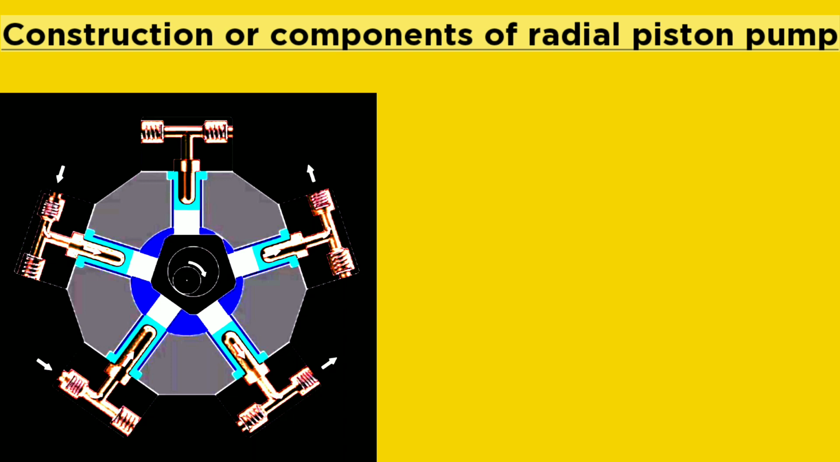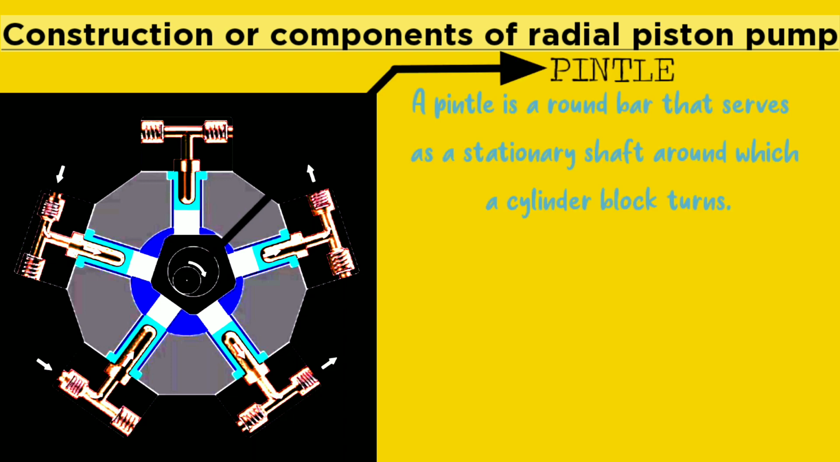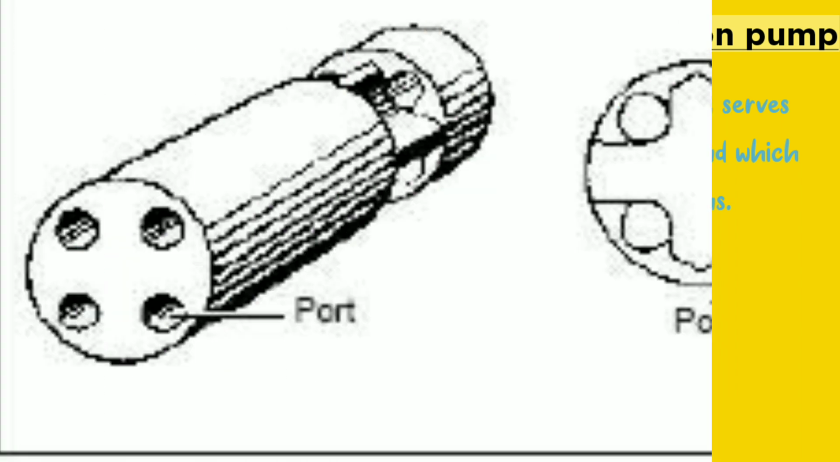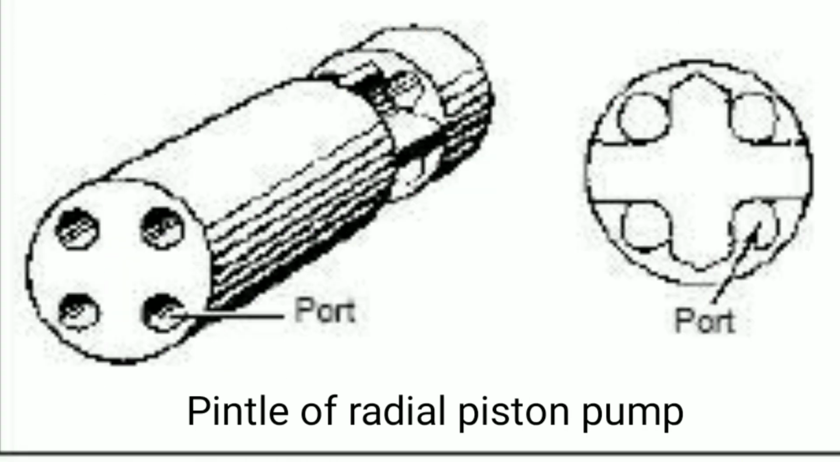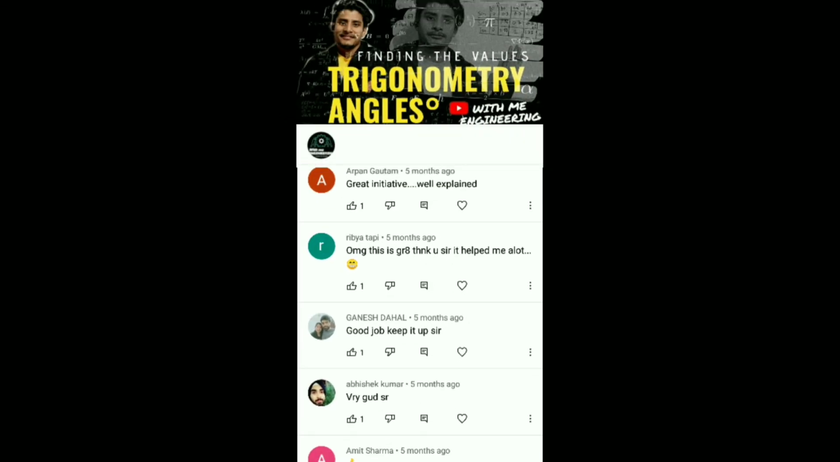The major components of a radial piston pump are: number 1, the pintle. A pintle is a round bar that serves as a stationary shaft around which a cylinder block turns. As you can see, this is a simple compound diagram of a pintle. If you want to learn in detail about the pintle, then type "lecture on pintle" in the comment section.